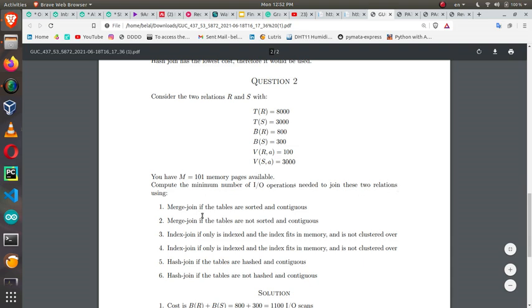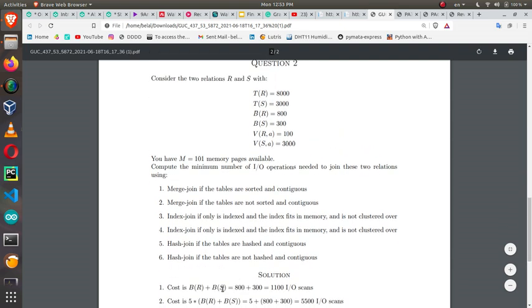Let's perform the merge join. If they are sorted and contiguous, the only cost is to load the blocks of relations R and S into memory and merge join them. So the cost will be 800 plus 300 input-output operations, since they are contiguous, so each block costs us only a single input-output. So in total, the first merge join will cost us 1100 input-output operations.